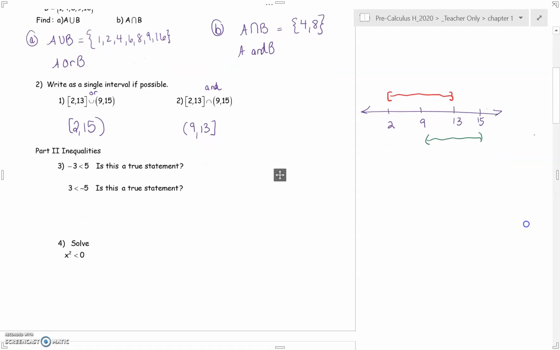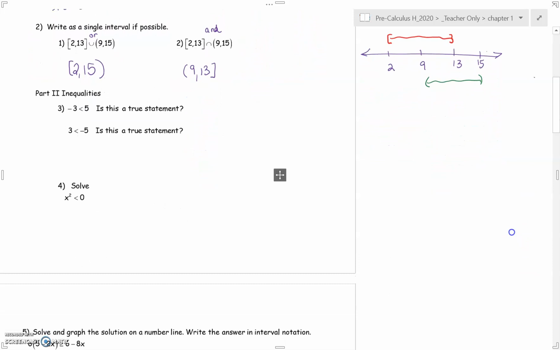Okay, let's go to the next part, and we're going to talk about inequalities. The first question is, -3 less than 5. This is a true statement, and you would say, sure. But here's what I want you to think about. What happens if I take this true statement and I multiply both sides of the inequality by -1? Is this still a true statement? You would say, no, that's not true, right? What you would have to do is flip the arrow. I want you to keep that in mind when I ask you the next question.